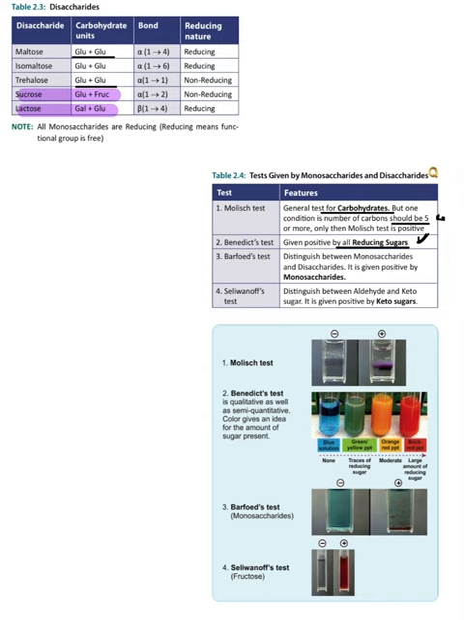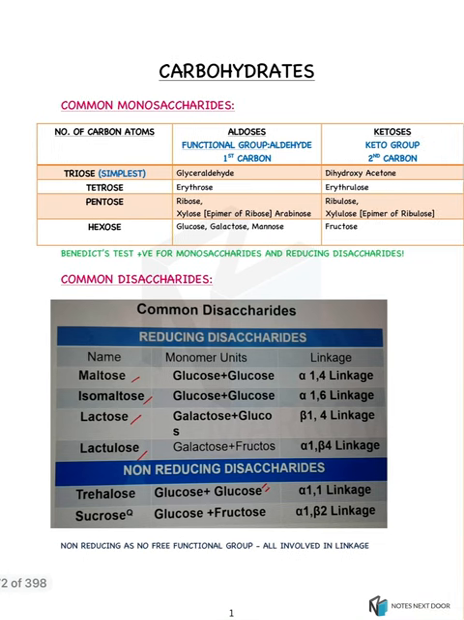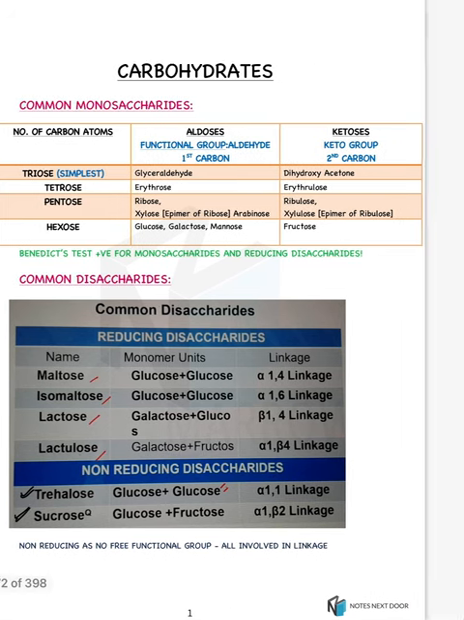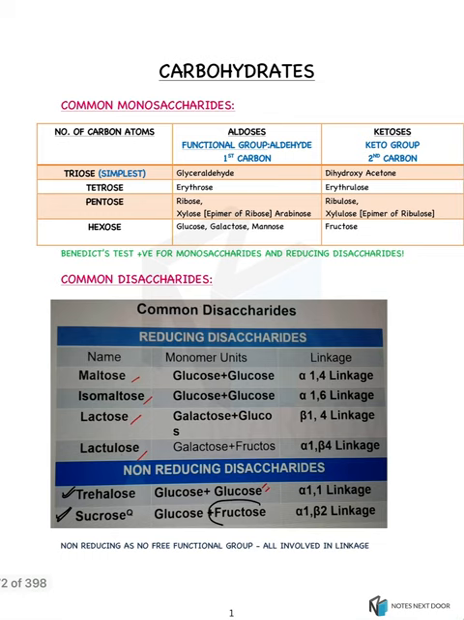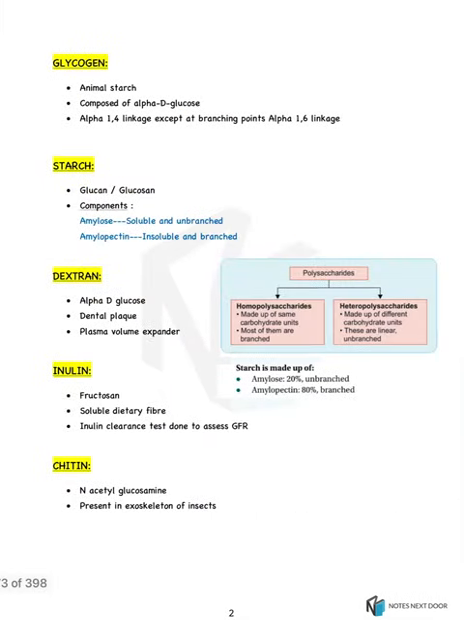Benedict test is given by all the reducing sugars, and all monosaccharides are reducing. Then you have the Seliwanoff test for keto sugars. This Barfoed is not so important, guys. Okay, so this is all the thing which we talked about. There were two non-reducing sugars, that were trehalose and sucrose. Sucrose is glucose and fructose. Why? Because this fructose belongs to the ketose family.